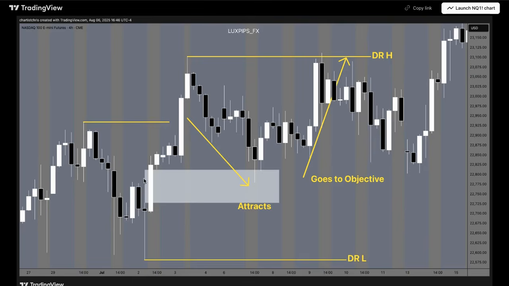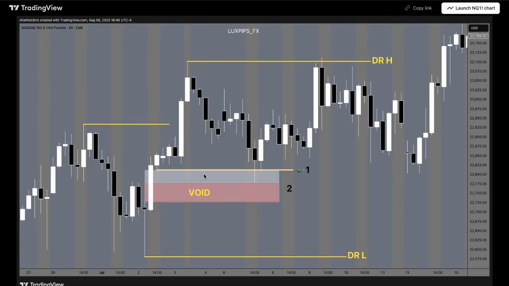Now we know FEGs attract price. As you can see, price was attracted, and then price goes to the objective, which is the DR high up here. So very, very easy to see, right? Just like in a normal FEG trade.